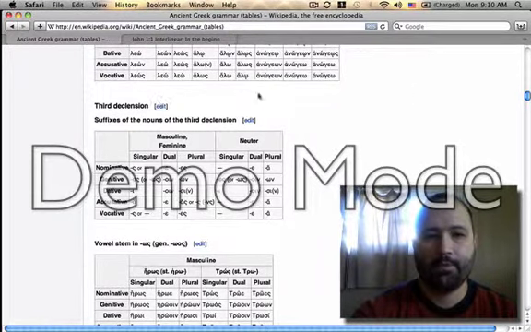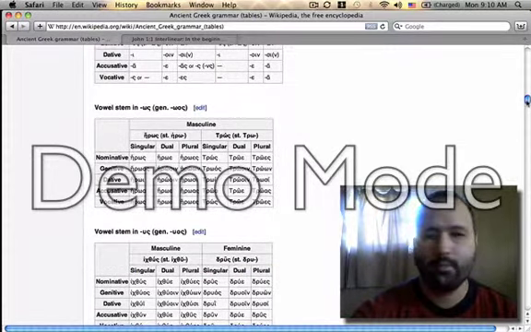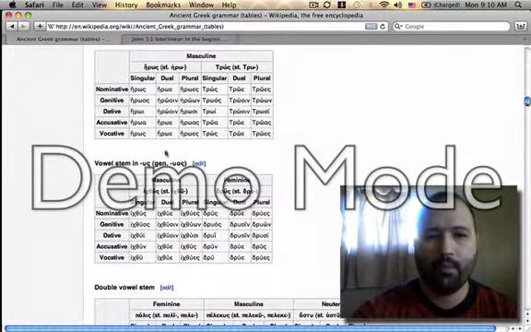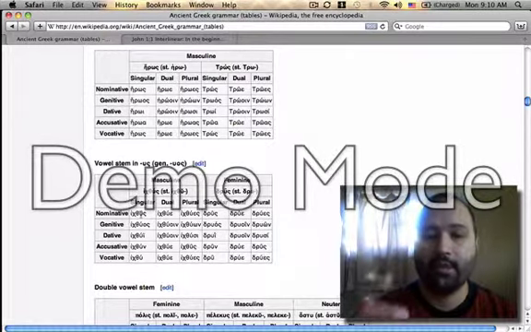Third declension, for example. See this right here? This is the third declension. And you have certain types of nouns in this type of declension. For example, ichthys, the fish.